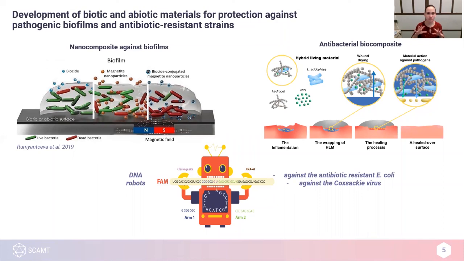Also, we can use not only such inorganic and classical nanomaterials, but we also can use biotic molecules. So, for example, DNA enzymes, about which you have heard recently. So we use DNA enzymes to test against resistant Escherichia coli, also against Staphylococcus and against Coxsackie virus. Next.